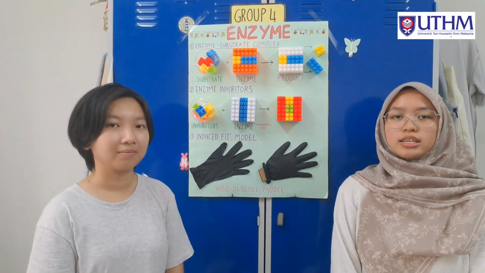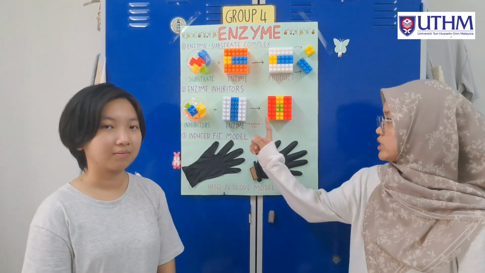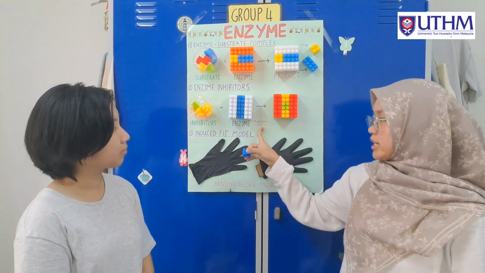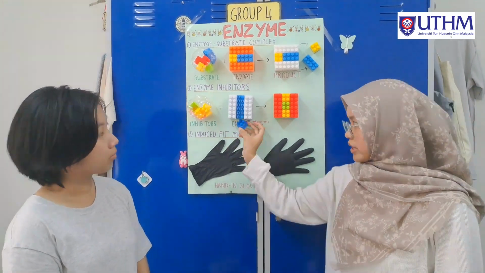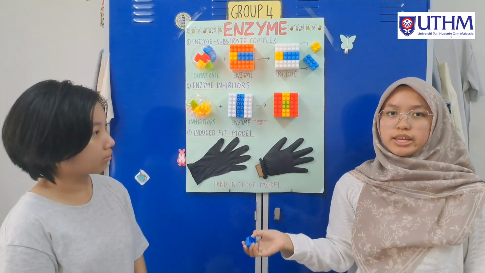There is another type of enzyme inhibitor, which is non-competitive inhibitors that exhibit allosteric regulation. It can be distinguished by the binding of the inhibitor to an allosteric site, which is here. The allosteric site is different from the active site. When the inhibitor binds to the allosteric site, this will decrease the efficiency of the enzyme.